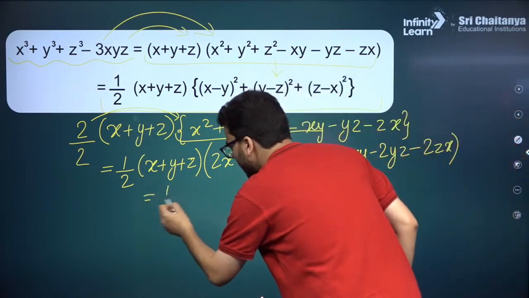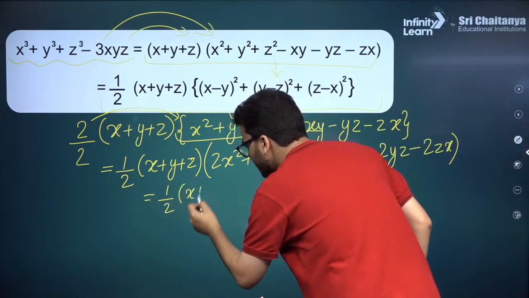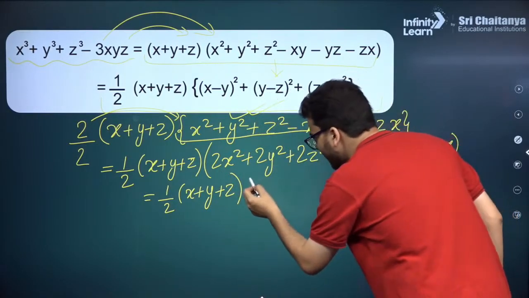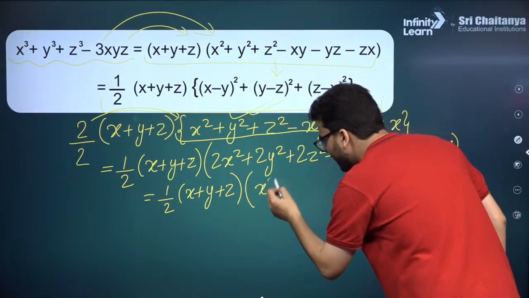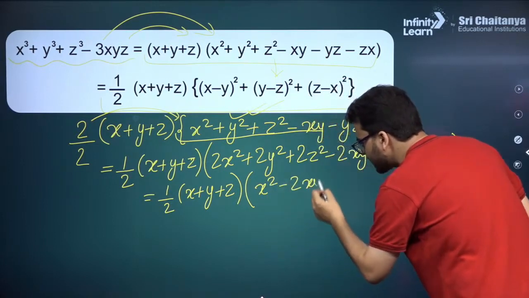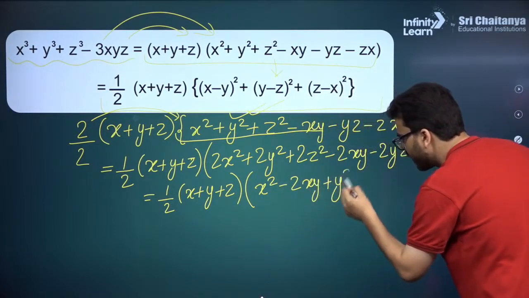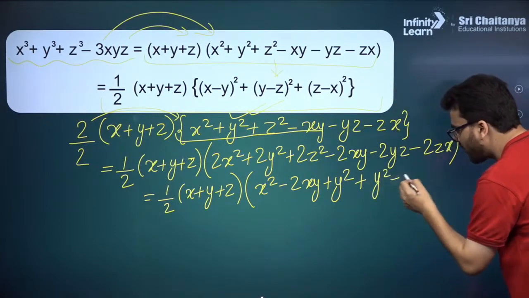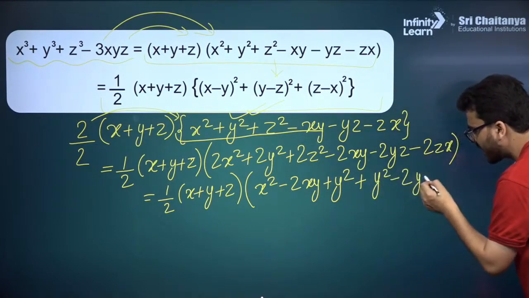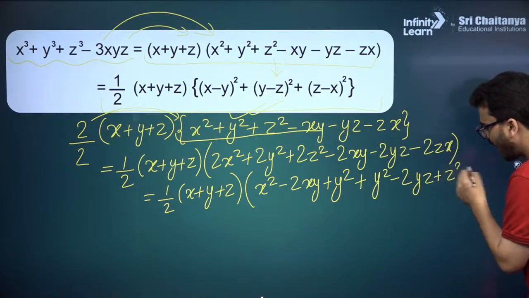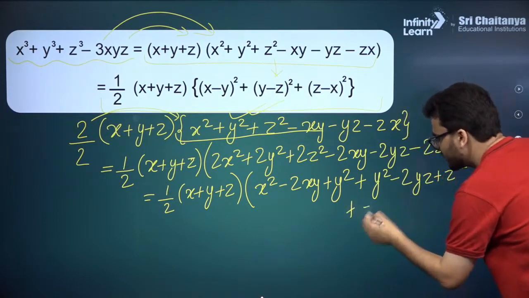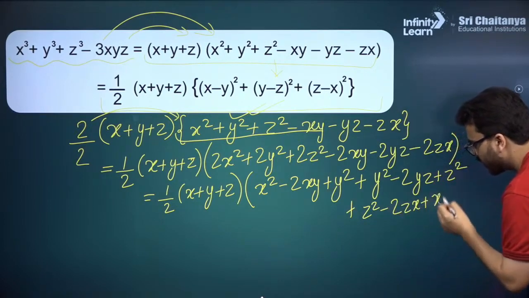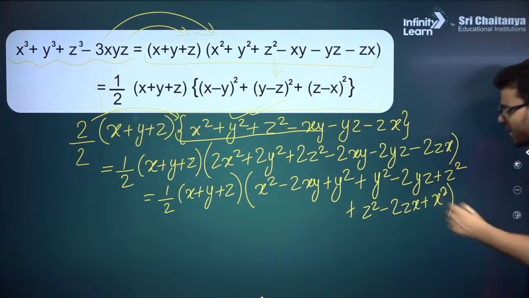You see, this is nothing but half into x plus y plus z over here. Now can I not write the whole thing inside the bracket? Can I write it like this, x square minus 2xy plus y square? Now can I write it over here, y square minus 2yz plus z square, and can I write it like this, z square minus 2zx plus x square. Can I write it like this, guys? Do you agree with me?